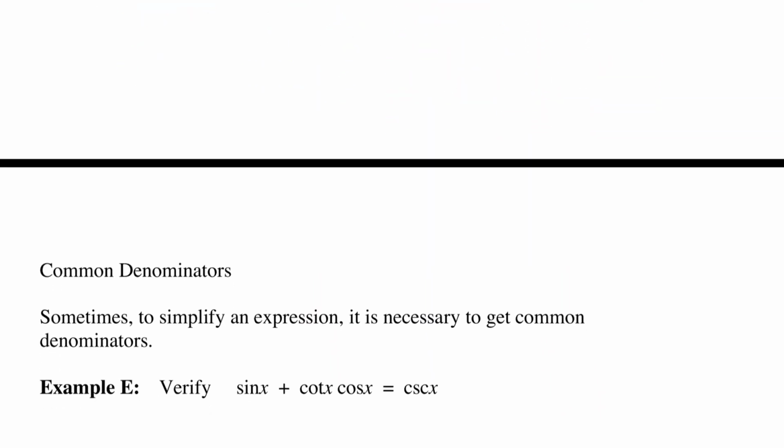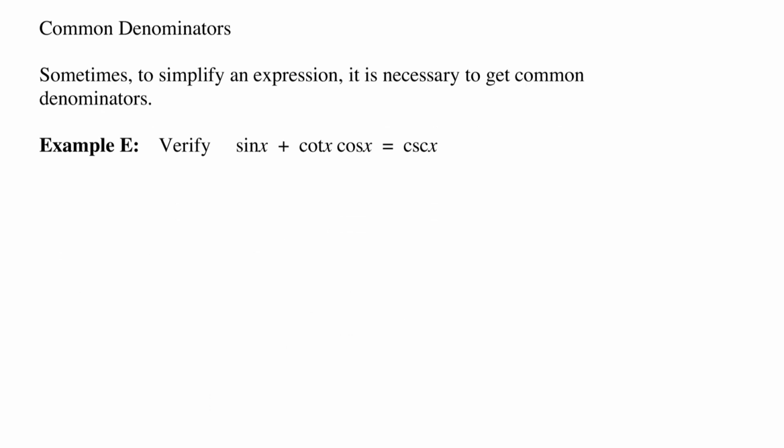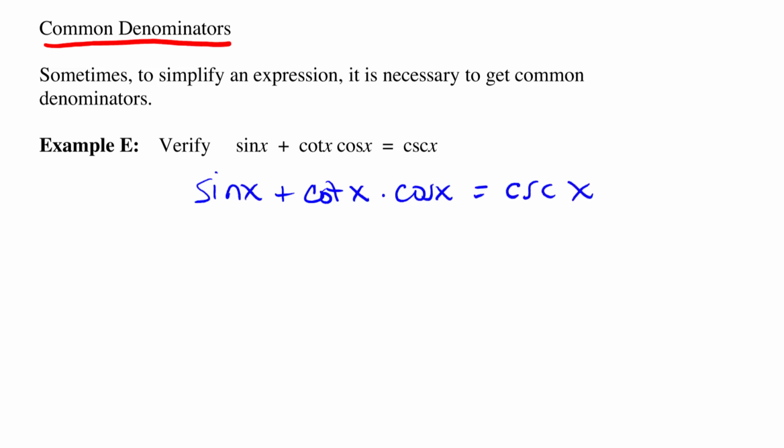For our next example, we're going to need to get common denominators. That happens when one of the fractions has a denominator and another one doesn't, but we need to add them together or maybe subtract. Then we have to have common denominators. So this is sine x plus cotangent x times cosine x equals cosecant. We'll write sine x plus, the cotangent x is cosine over sine, times cosine, and I'll make that over 1.